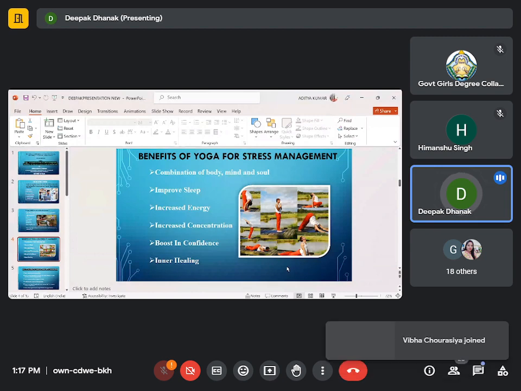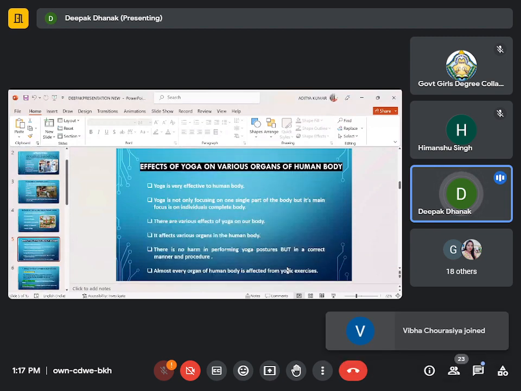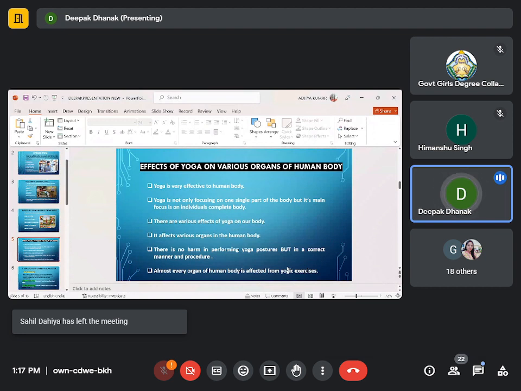Now, we will discuss the effects of yoga on various organs of the human body. Yoga is very effective for the human body and does not only focus on a single part of the body, but its main focus is the individual's holistic development. There are various effects of yoga on our body and it affects various organs. There is no harm in performing yoga, but we should keep in mind that it should be performed in a correct manner and procedure. Almost every organ of the human body is affected by yogic exercises.